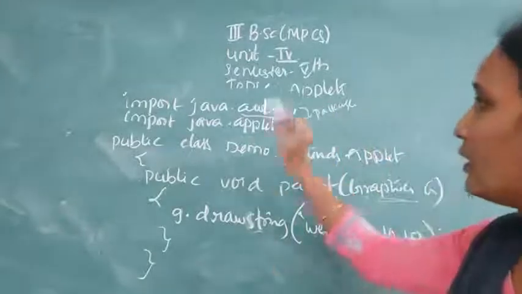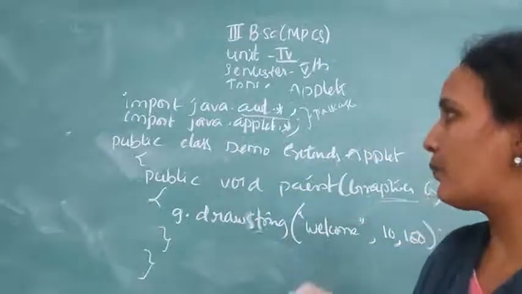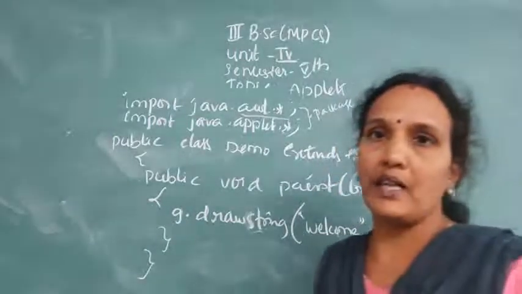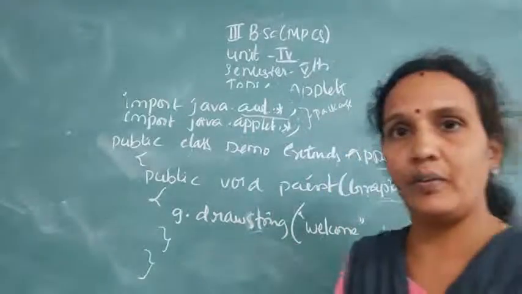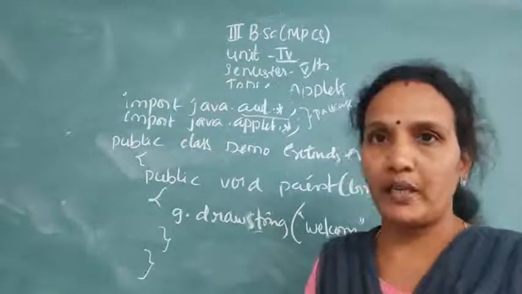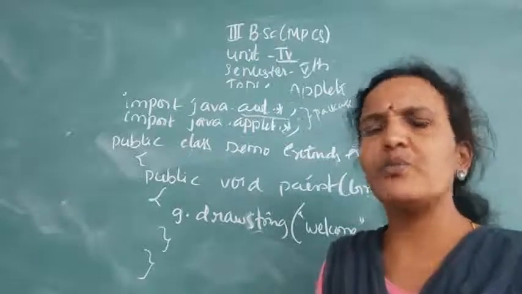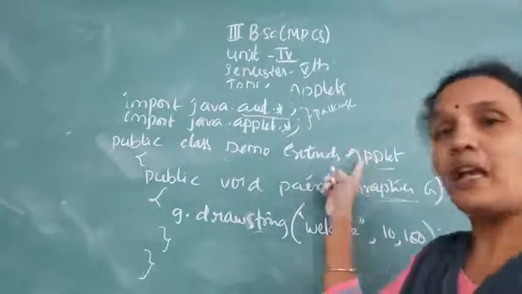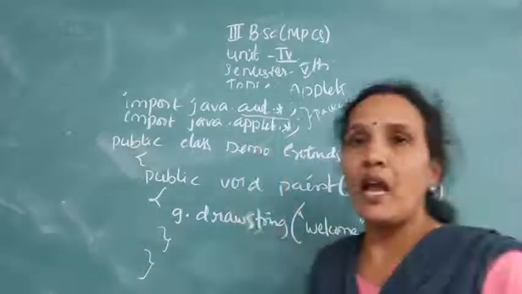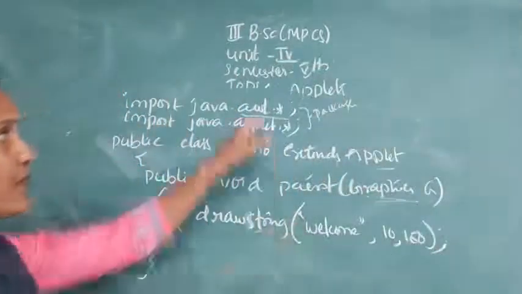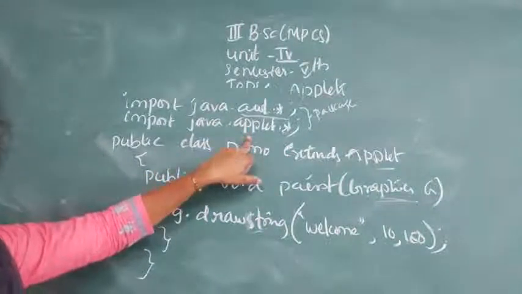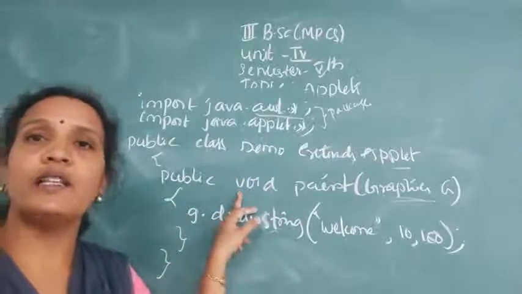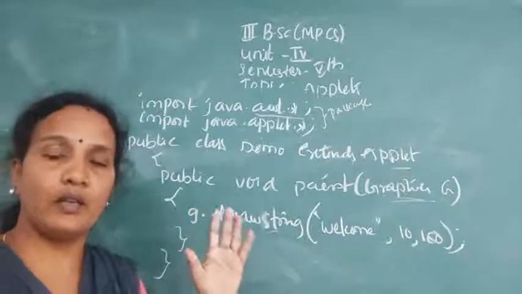Understood? The second one is applet. We need the applet package because we are extending the Applet class, as we need the paint method that is supported by the Applet class. We need most of the methods from the Applet class, so it is mandatory to extend the Applet class, and this class we are getting from the applet package. So these two are the important packages you need to include in your applet program.